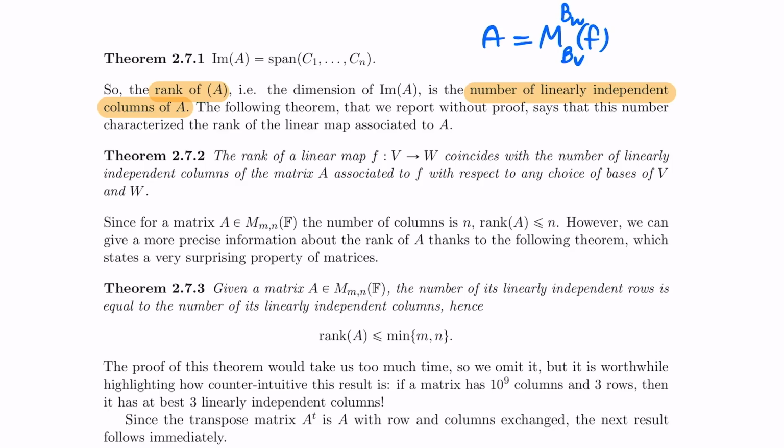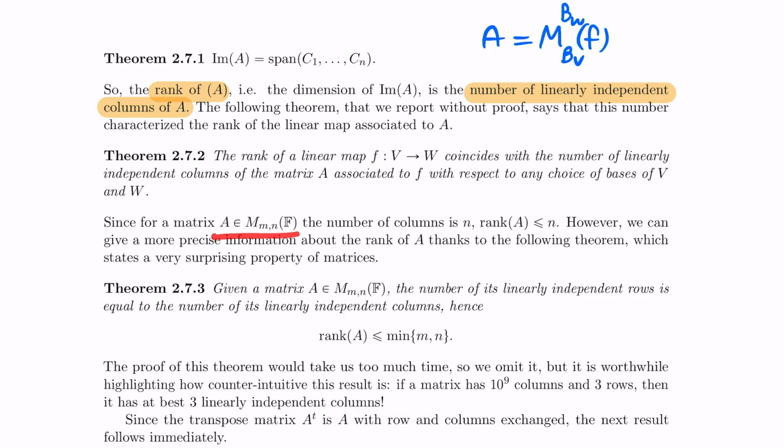The theorem says that the rank of a linear map F between vector spaces V and W coincides with the number of linearly independent columns of the matrix A associated to F with respect to any choice of basis of V and W. So, in order to find the rank of a linear map, choose every basis you want of V and W, associate F to its matrix, compute the number of linearly independent columns of this matrix, and then you have the rank of F.